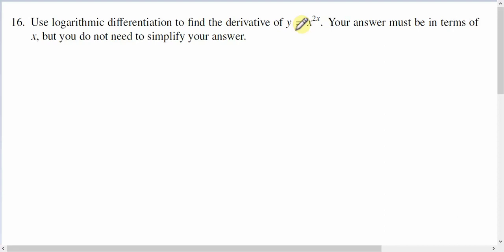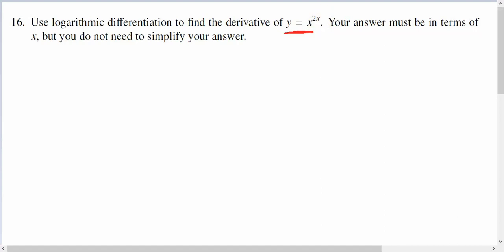Number 16 tells us to use logarithmic differentiation to find the derivative of that function. What's hinting at here is that we don't really have a formula for this: x raised to the 2x. We've got a variable base and a variable power. We don't have a formula for that.